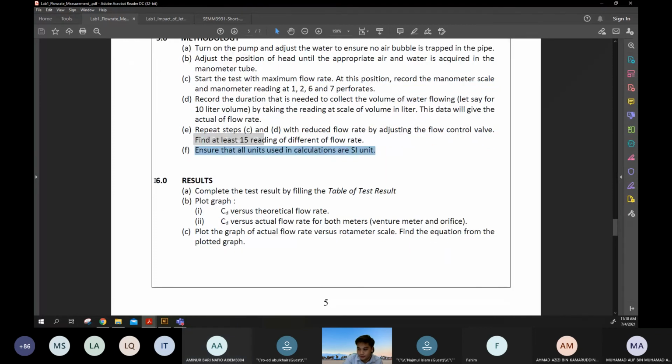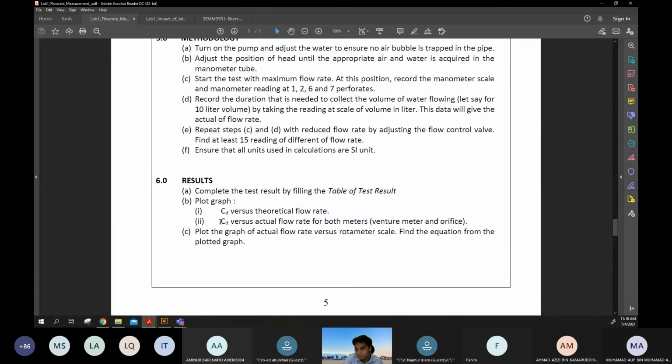Thank you. Right, the result. For the result, you need to complete the table and plot the graph of CD, the discharge coefficient, versus the theoretical flow rate. This is the y-axis, and this is the x-axis, the actual flow rate, where you measured the accumulated volume of 10 liters per time, for both the venturi meter and orifice meter.